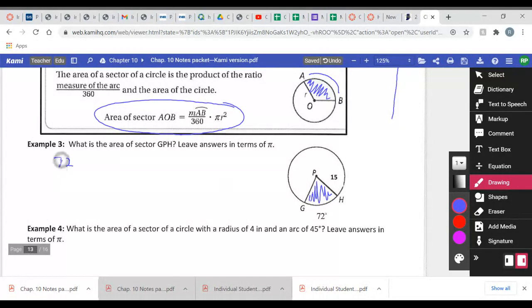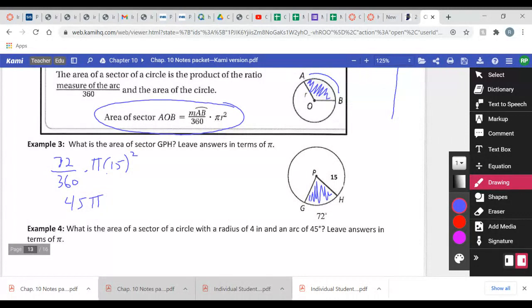I'm writing my 72 over the total amount around the circle, which is 360, times the area of the circle, which is pi r squared. Pi times the radius, which I can look at the picture and see it's 15, and I need to square that. So if I'm going to leave my answer in terms of pi, I don't want to multiply by pi. I'm going to multiply everything else except for the pi. So in this case, if I multiply the things on the numerator, I've got 72 times 15 squared divided by 360. Since it goes in evenly, I can go ahead and leave my answer as 45 pi.